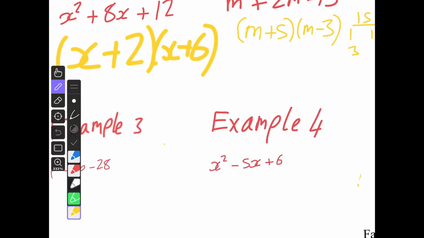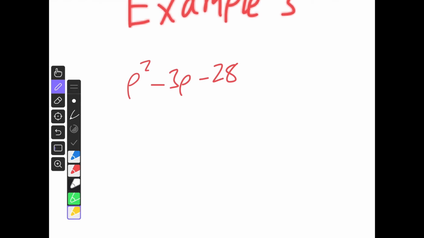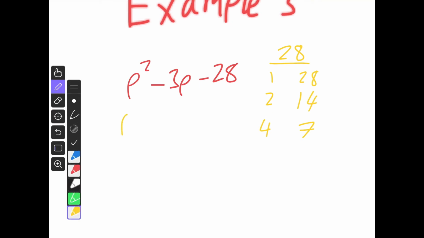Right, next one. So example 3. See how you go with this one. So 28, your factors. So you've got 1 and 28, 2 and 14, 3 doesn't, 4 and 7. Right, how are we making 3 now? So all these pairs multiply to make 28, but which ones can I get 3 from? And that'll be using 4 and 7. So then p, and it will be plus 4, and then p minus 7.